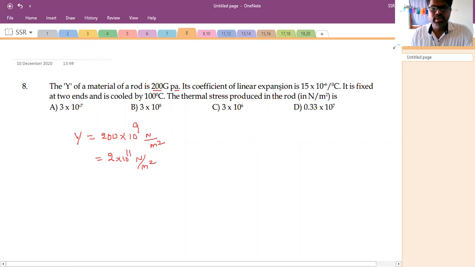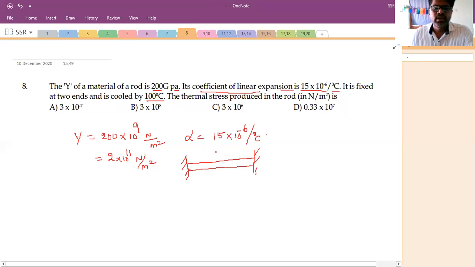If the coefficient of linear expansion is 15 into 10 power minus 6 per degree Celsius. Coefficient of linear expansion means what? Alpha. Alpha is equal to 15 into 10 power of minus 6 per degree Celsius. This is the alpha value. Then it is fixed at two ends and is cooled by 100 degree Celsius. So now it is at a certain temperature, fixed at both ends like this. Suppose this rod is fixed at both ends.